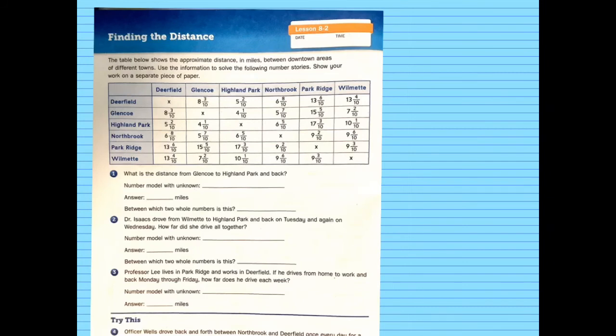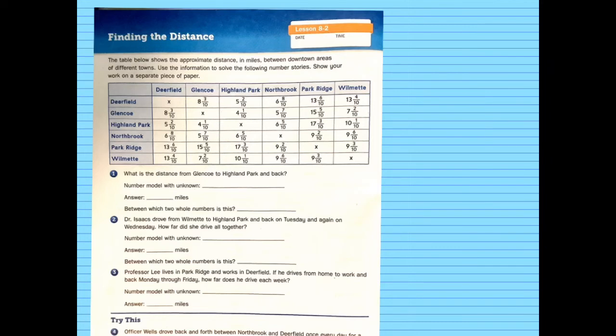All right, guys, I bet you flew through that first part. Good job. Now you're ready to start on the second part of your math journal pages today. So this part is called Finding the Distance. The table below shows the approximate distance in miles between downtown areas of different towns. Use the information to solve the following number stories. Show your work on a separate piece of paper. So now might be a good time to go grab that if you need it, or if you haven't already. You probably had some scratch paper to work on the other pages before, so if you have it handy, that's great. So let's take a look at this table and see what we know.